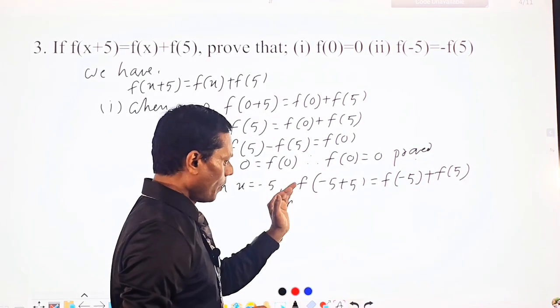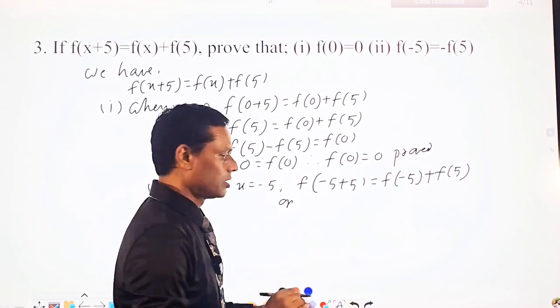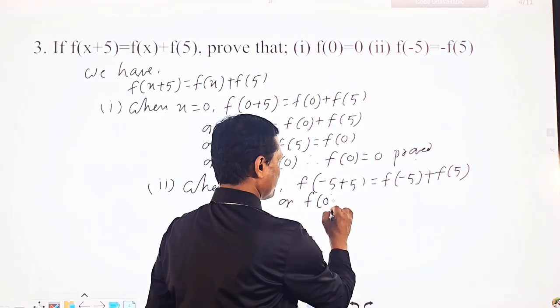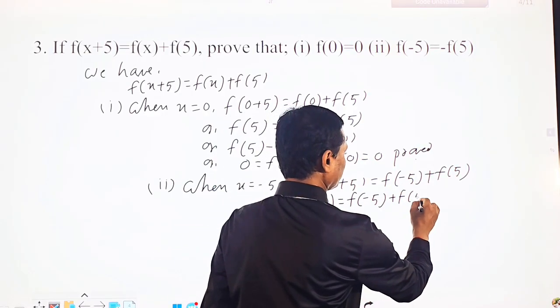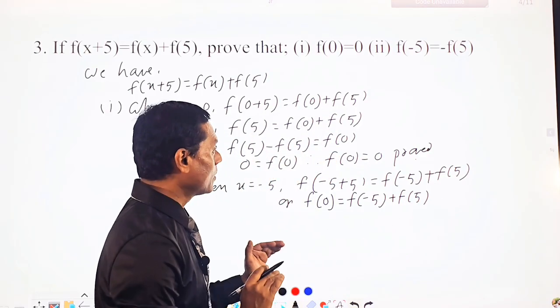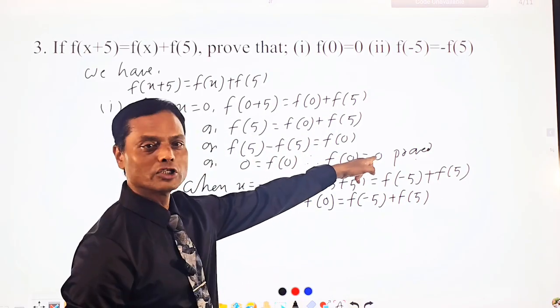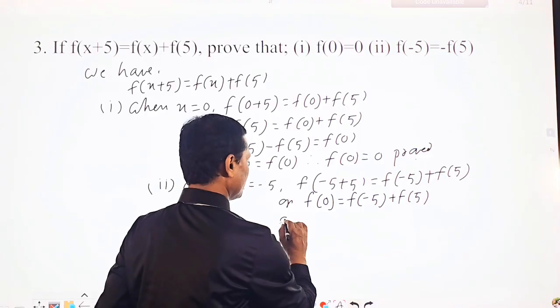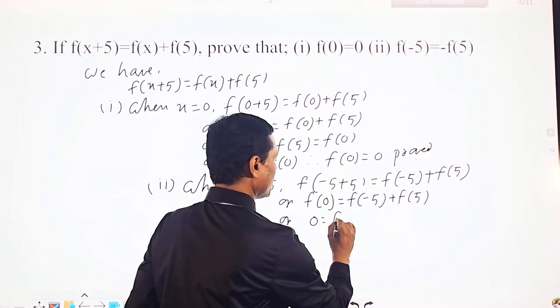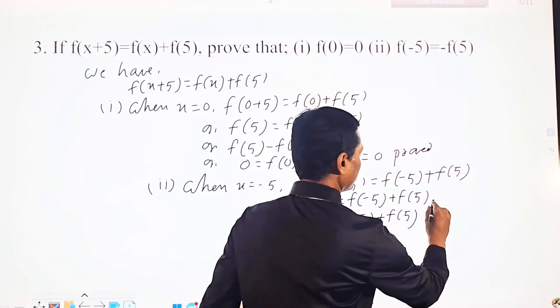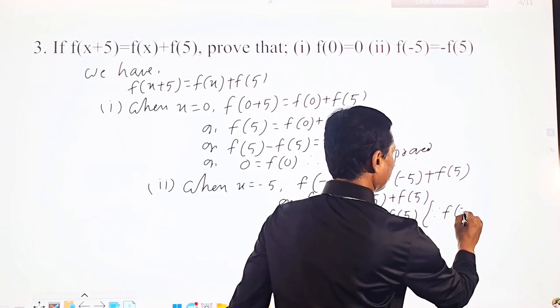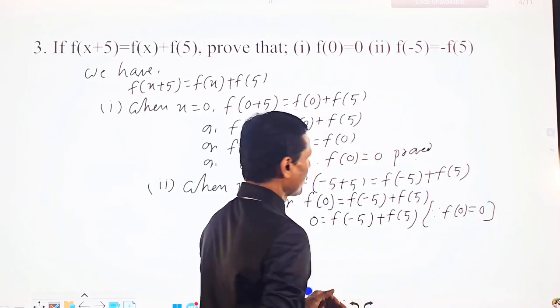After that, minus 5 plus 5 is 0. So we can write f(0) equals f(-5) plus f(5). And recently we have already proved f(0) equals 0. So we can write 0 equals f(-5) plus f(5), right? Just inside the bracket, f(0) equals 0.